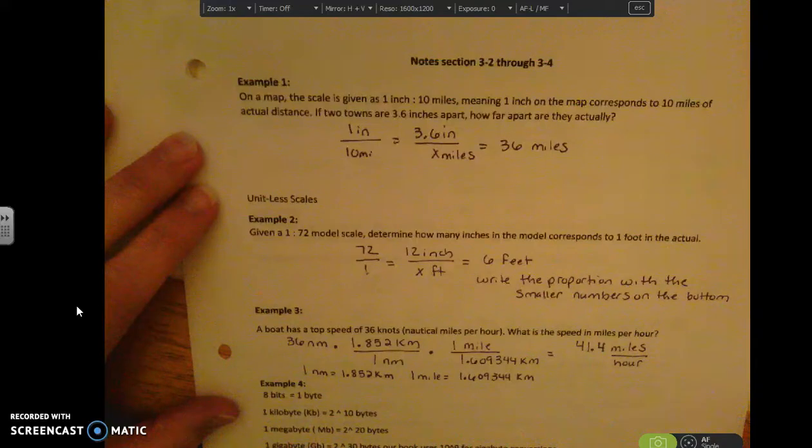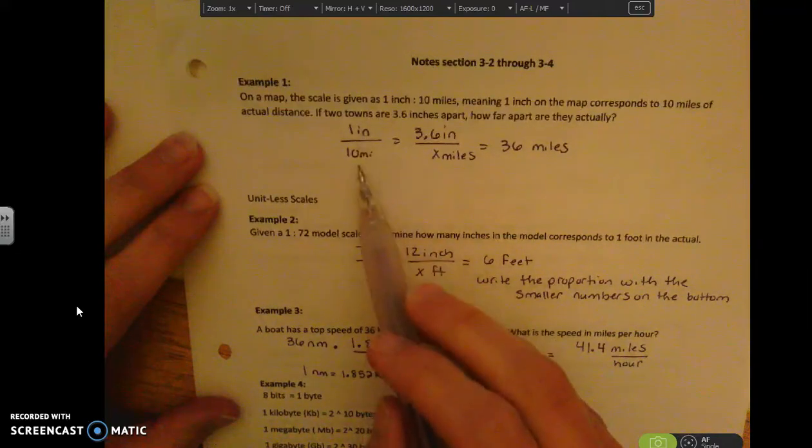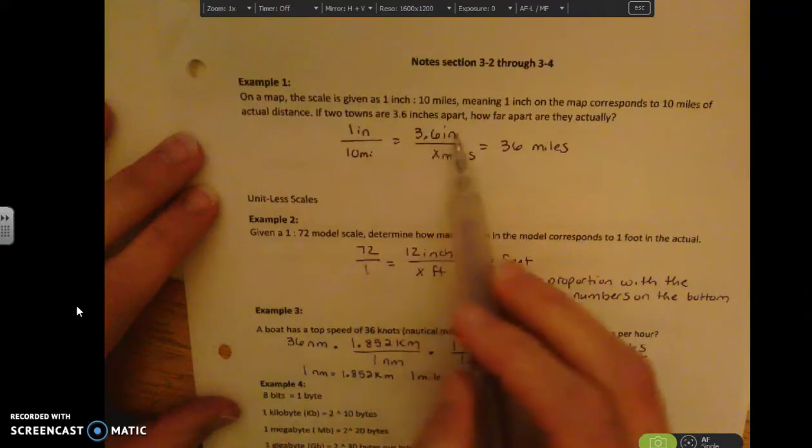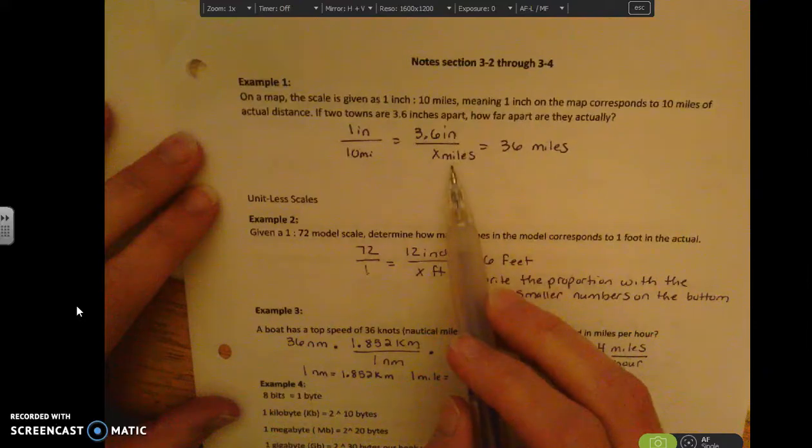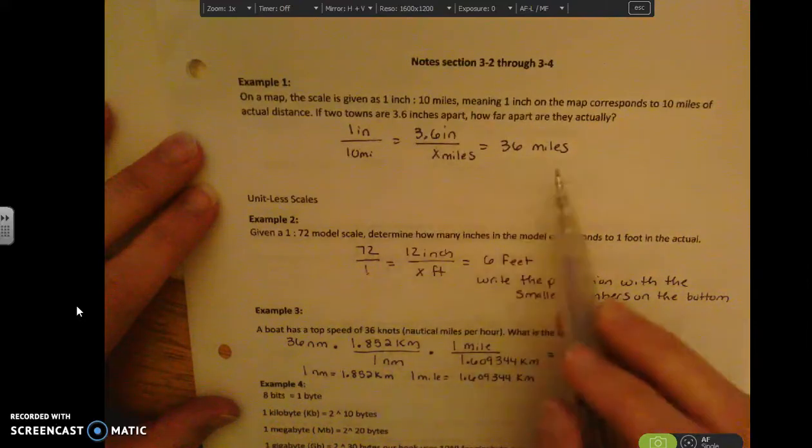On a map, the scale is given as 1 inch equals 10 miles, meaning that 1 inch on the map corresponds to 10 miles of actual traveling distance. If two towns are 3.6 inches apart, how far are they actually? So we can set up a proportion. 1 inch over 10 miles equals 3.6 inches over how many miles? And we can cross multiply to get 36 miles.